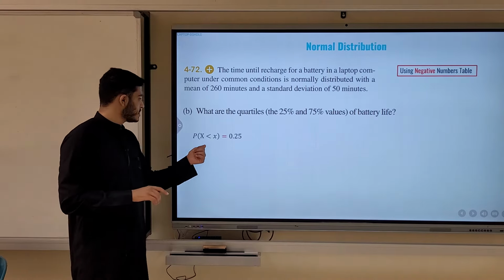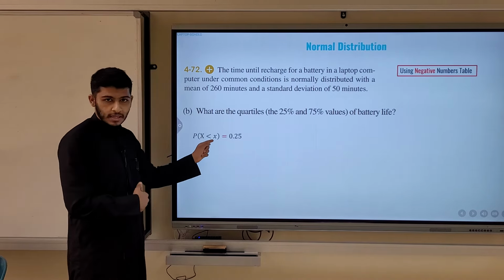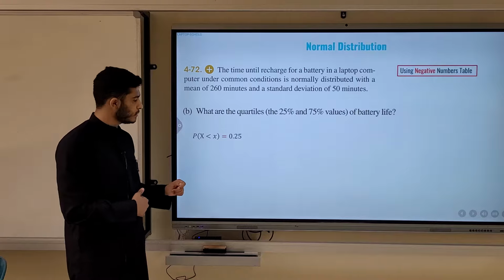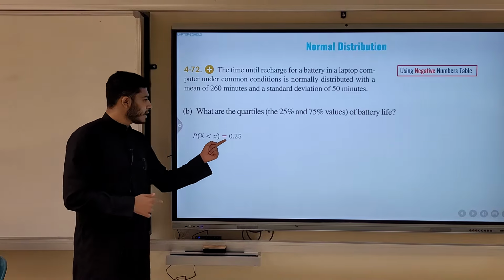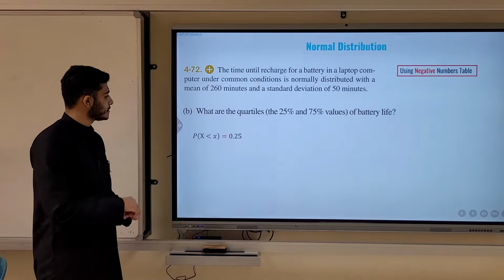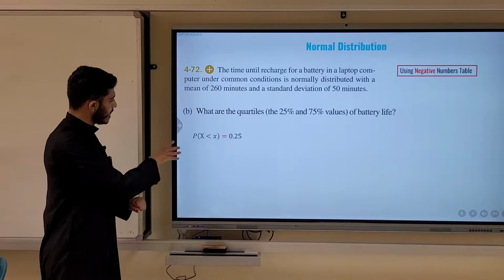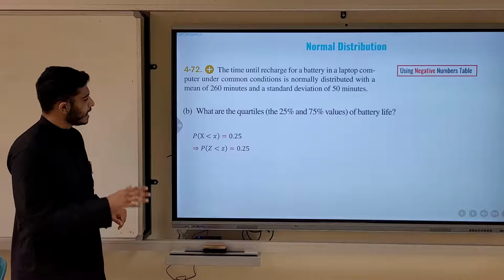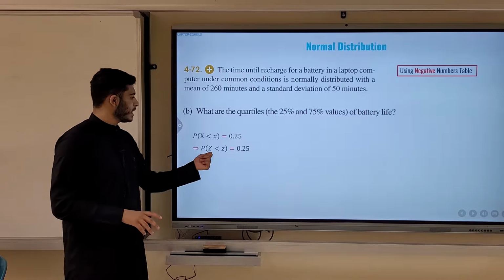Yes, since it is the value, small x is going to be the quartile, and it has 0.25 of the data below it, so it's safe to write it like this. With this, now we standardize it. After we standardize it, now we can evaluate it.